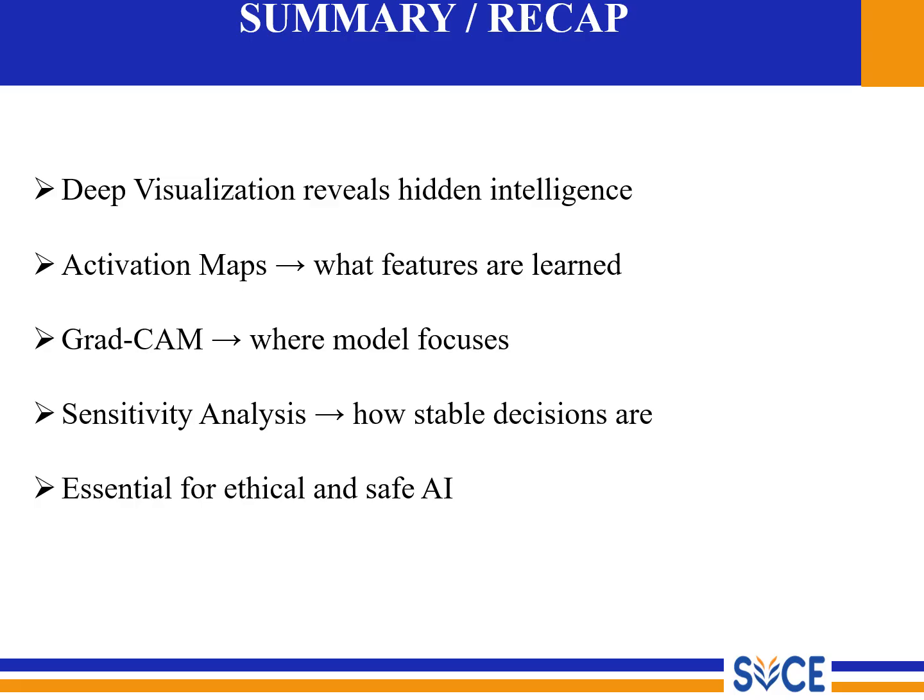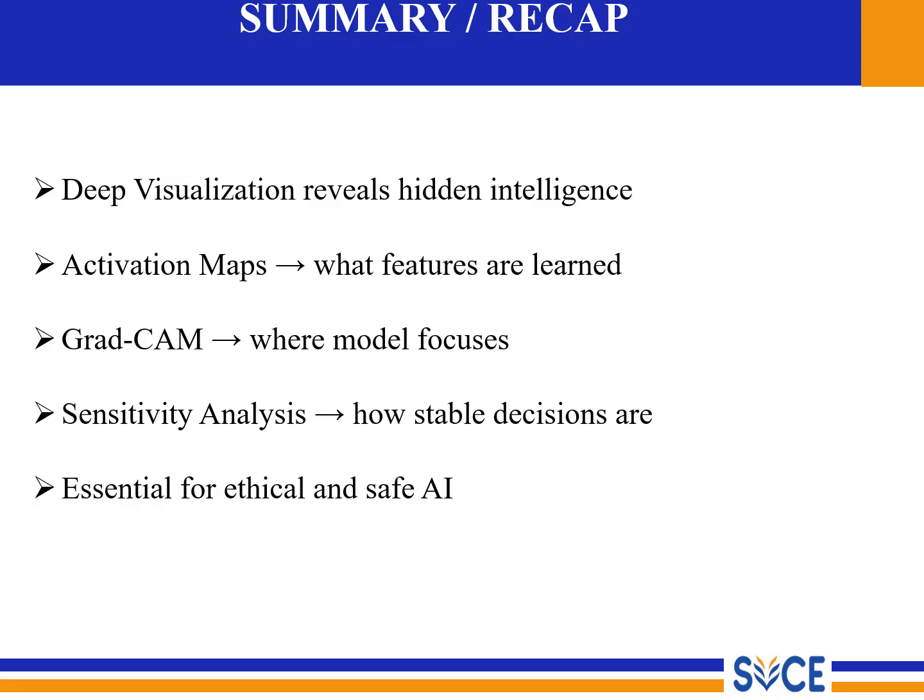Instead of just showing the neuron activations, GradCam tells which region of the image influences the final decision. It produces something called a heat map. In this heat map, the red areas indicate high importance and the blue areas indicate low importance.